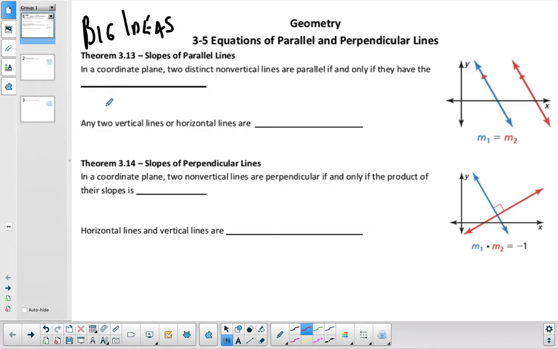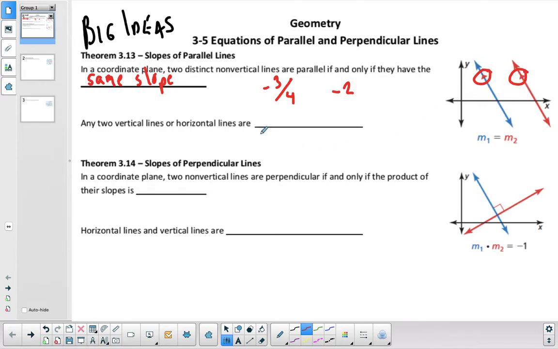Okay, the first one, in a coordinate plane, two distinct non-vertical lines are parallel if and only if they have the same slope. Okay, so we've talked about parallel lines. I know we've been really emphasizing that they both have the same arrows. Well, now we're looking at it in terms of a coordinate plane. So this means that they both have the same slope. Now on this one, you can see that they're decreasing, so maybe they both are -3/4 or something like that. Or maybe it's just -2, whatever it may be. They both are going to have the exact same slope, which means that they are never going to cross.